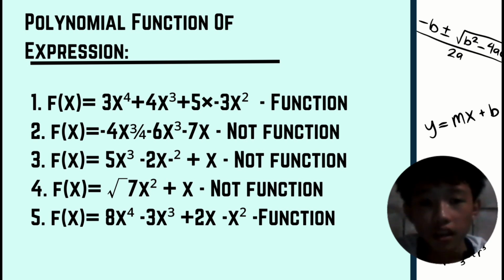Number 5. f(x) is equal to 8x raised to the 4th power minus 3x raised to the 3rd power plus 2x minus x raised to the 2nd power. This is a polynomial function because it follows the rules of a polynomial function.